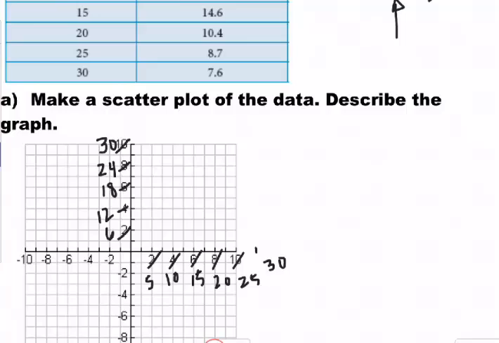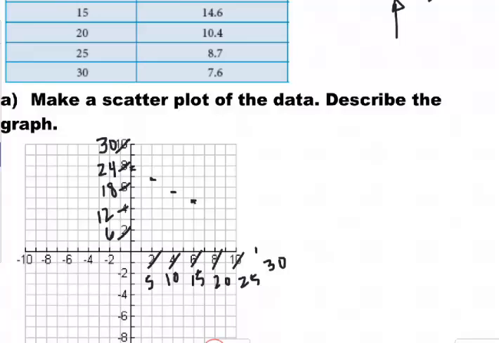Now, when x is 0, y is 23.5, so it's going to be a point somewhere around here. When x is 5, y is 19.9, so it's going to be somewhere around here. When x is 10, y is 17. So it's going to be somewhere around here. When x is 15, y is 14.6. So it's going to be somewhere around here.